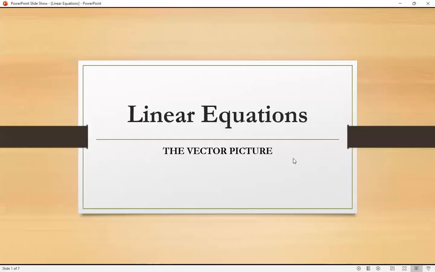In this video, I would like to introduce the vector picture of linear equations, that is, another way of interpreting linear equations geometrically. So let us start.